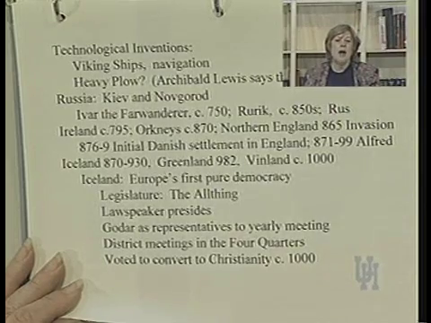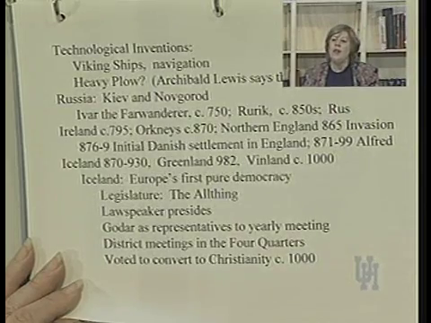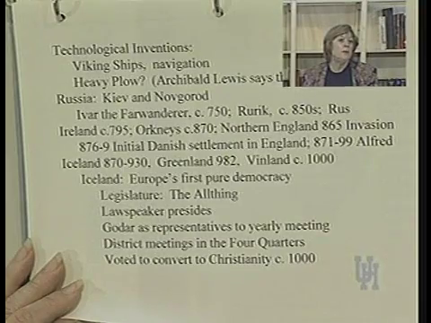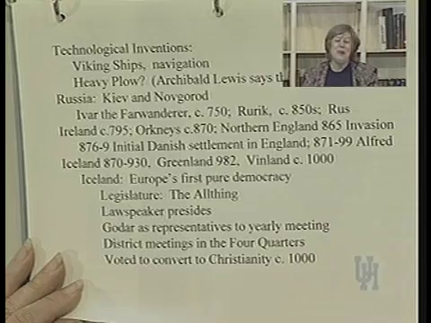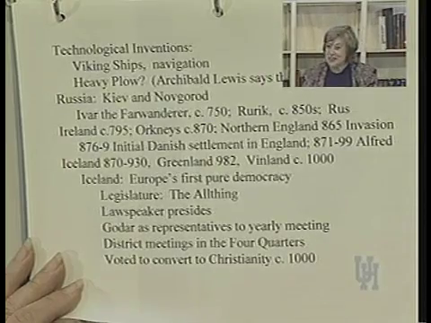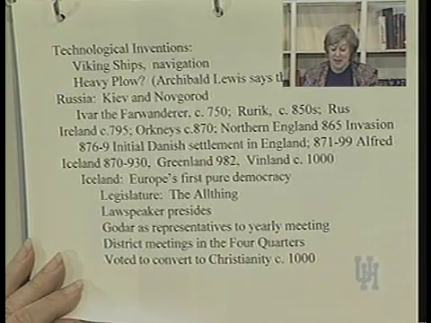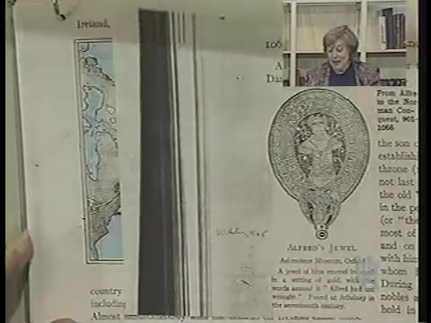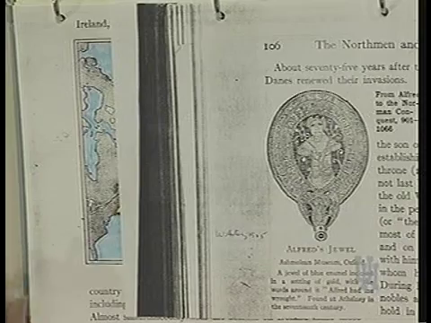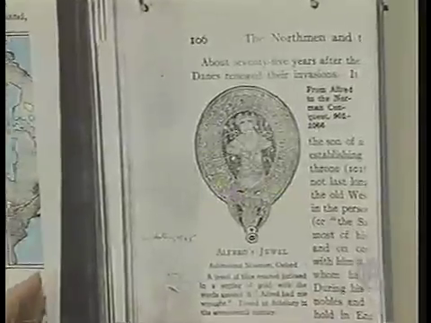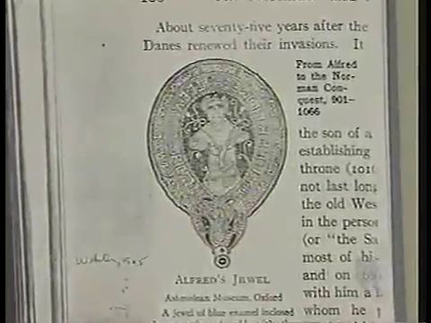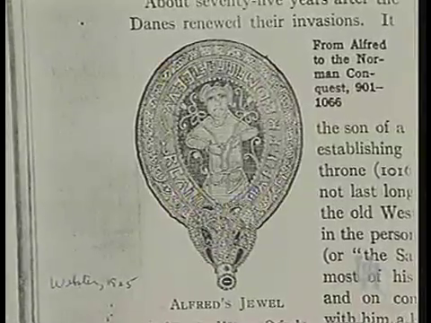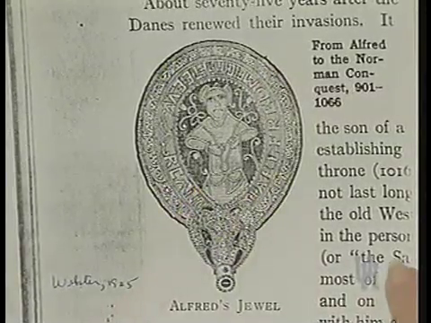However, at the same time, they passed a law that the ancient Norse religion could be practiced in private by anybody who wanted to. So in name, they were Christians. In reality, they could be anything they wanted to. So a complete democracy. Here is Alfred's jewel, which represents Alfred the Great as the one who stopped the Viking incursion into England.